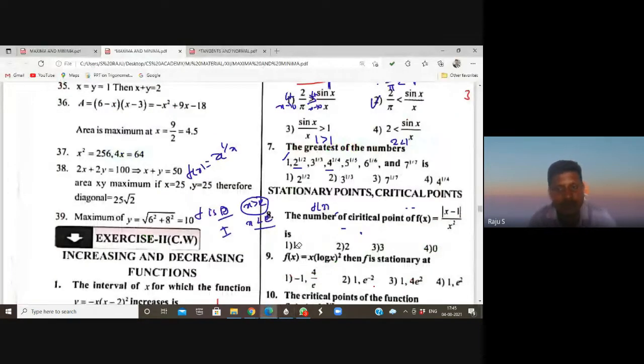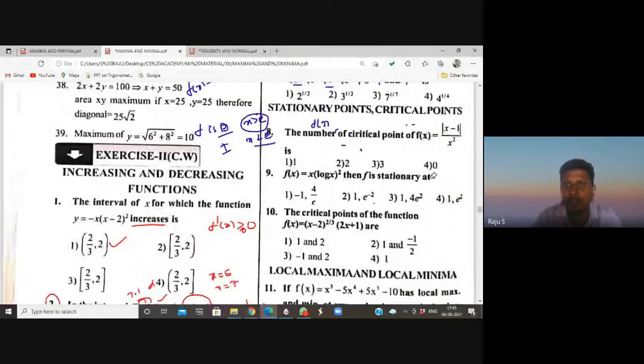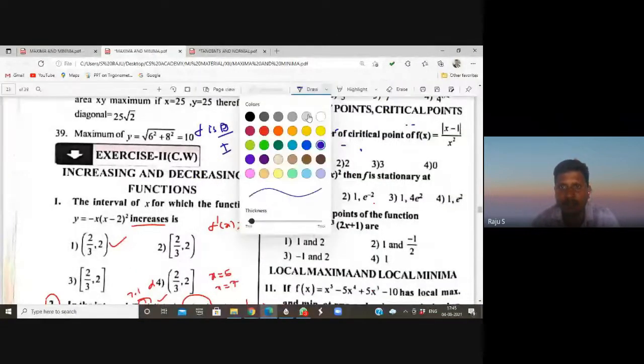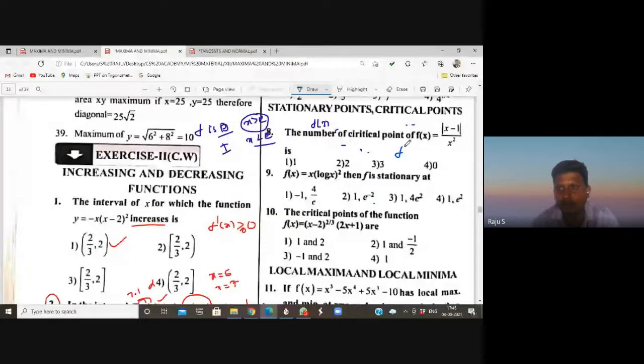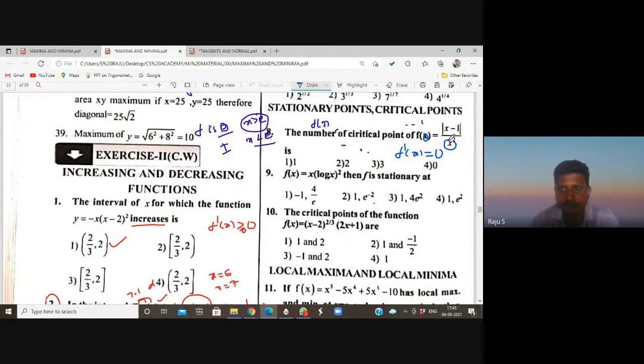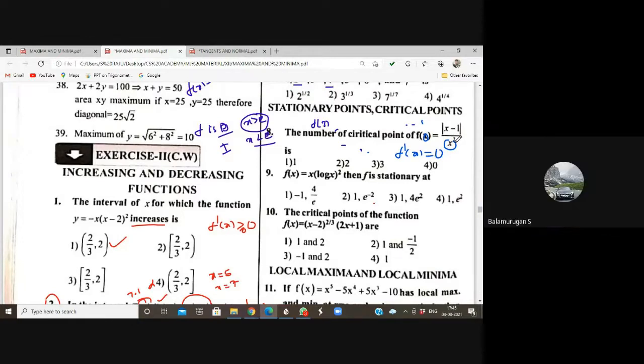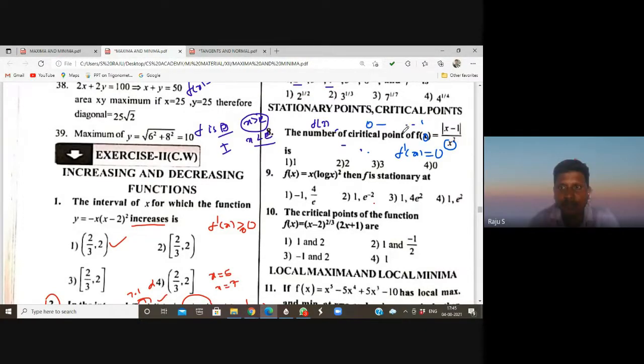Clear, students? Like that. Stationary point and critical point: to find that, find f dash of x and equate it to 0. That's all. Generally, at x equal to 0, what will happen? The function is f of 0. Yes, students? f of 0 is undefined. So 0 is one of the critical points. Every stationary point is a critical point. I told you, every stationary point is critical, but every critical point is not a stationary point. Here 0 is a critical point.